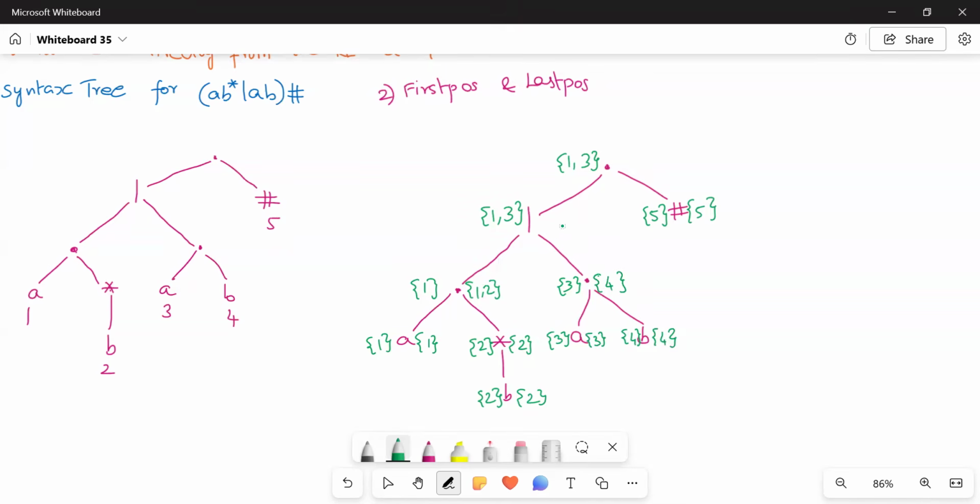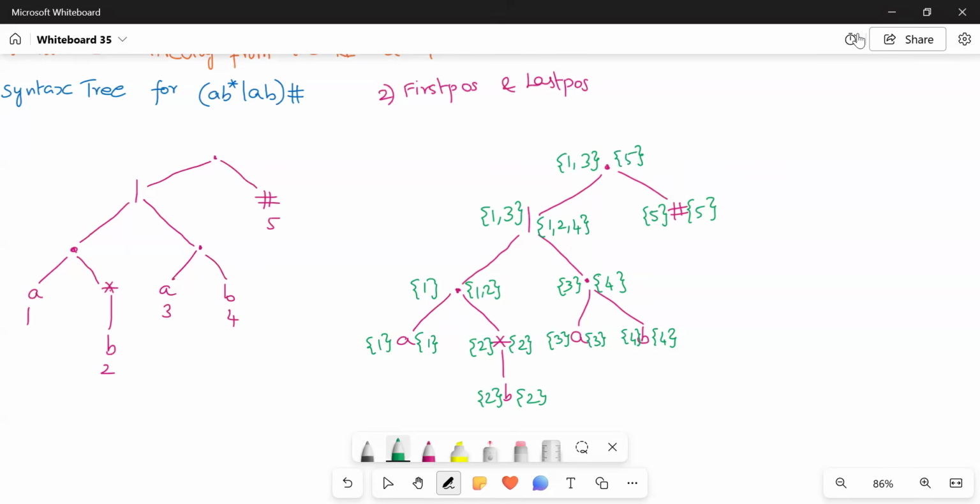Then the R node. For the R operator, last position of this node is last position of C1 union C2. So 1, 2, and 4. Then the cat node. To find last position for this cat node, we need to check whether nullable of this node is true or not. Since this node is not nullable, we have to copy only 5 to this.